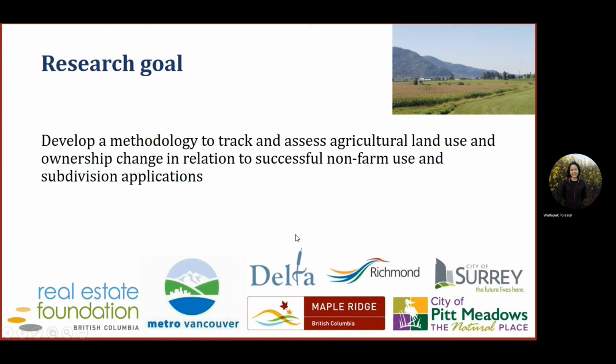So the goal of our research is simple. Since it's never been done before, we would like to develop a methodology to track and assess agricultural land use and ownership change in relation to successful non-farm use and subdivision applications. Our study has been supported by various entities, namely the Real Estate Foundation of BC, Metro Vancouver, the City of Delta, the City of Richmond, the City of Surrey, the City of Maple Ridge, and the City of Pitt Meadows.